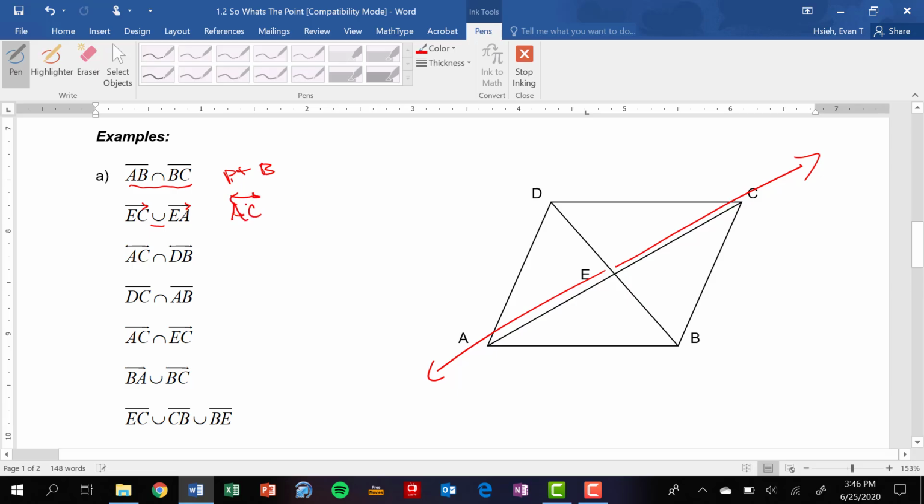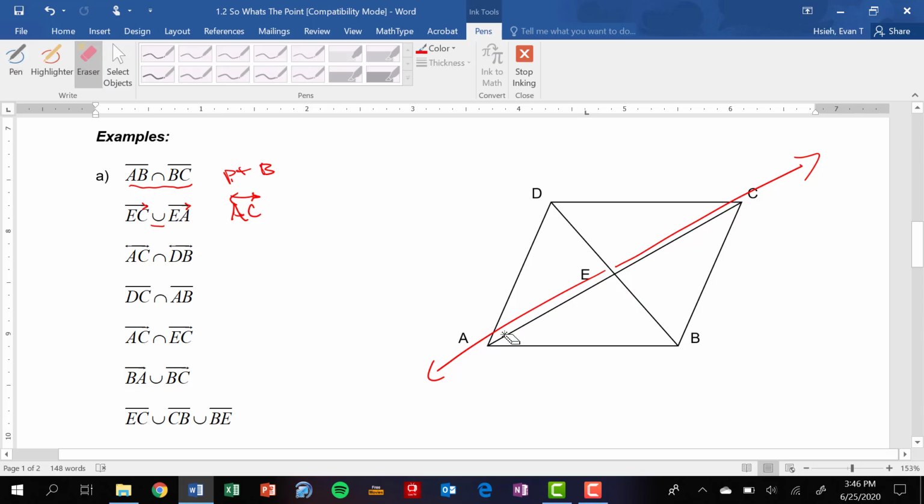Now you can call that many different ways. I can call it line EA, line AE, line EC, line CE. All those are the same, and all those would be acceptable answers.